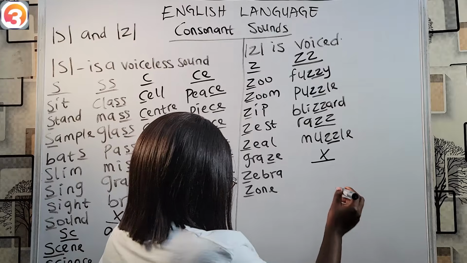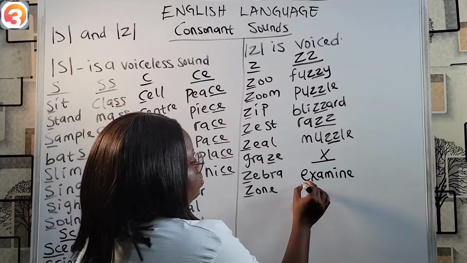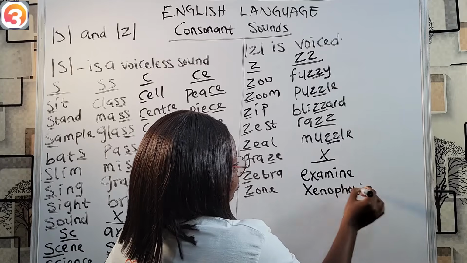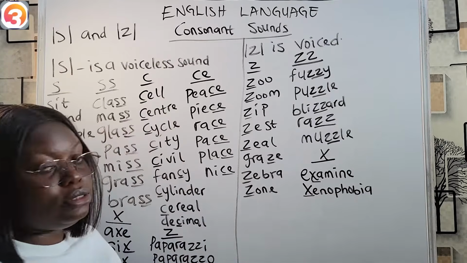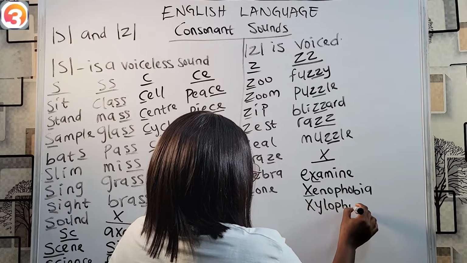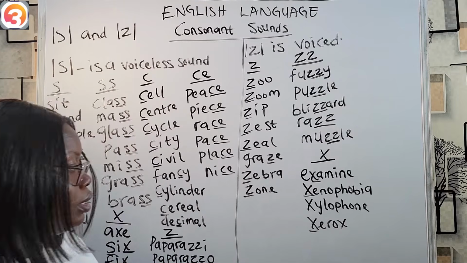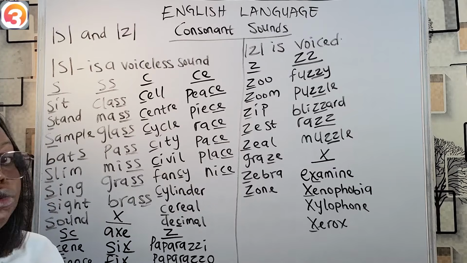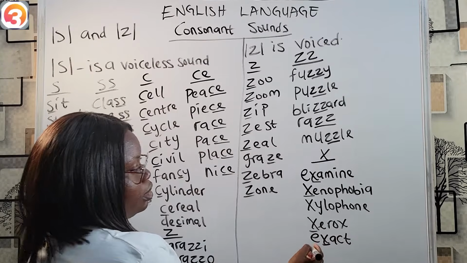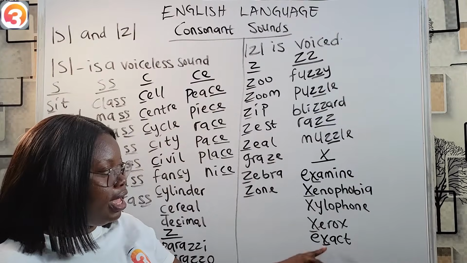Example, we have examine, xenophobia. This X contains the Z sound. Other examples, we have xylophone, Xerox. Examples of words with X that contain the Z sound. We also have exert. Here they form a combination of G and Z. So this sound is still there. That's why we have it here.